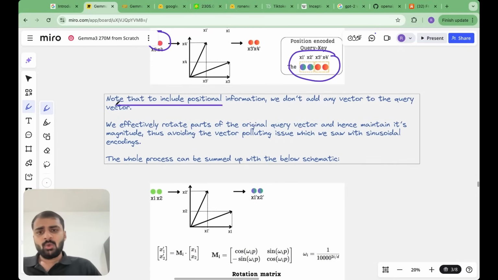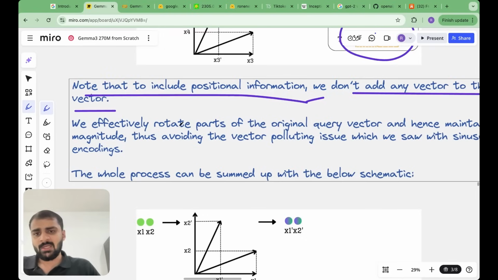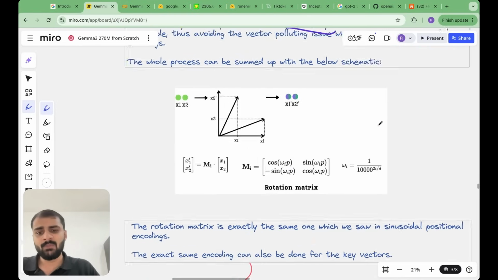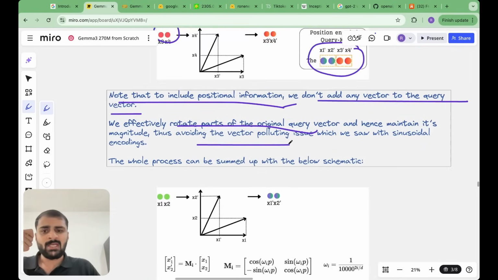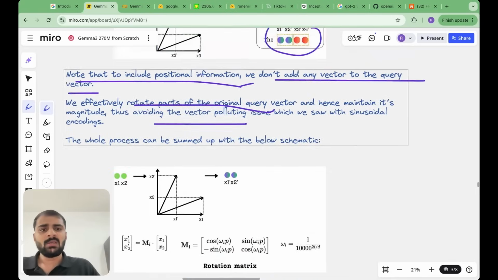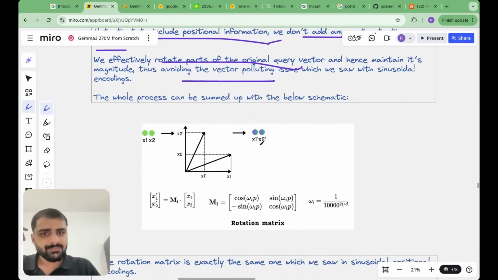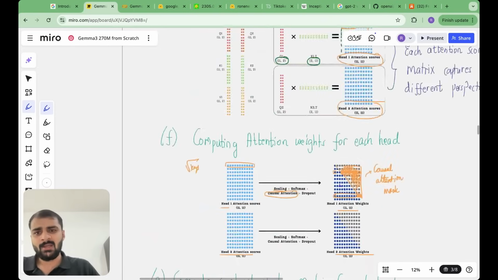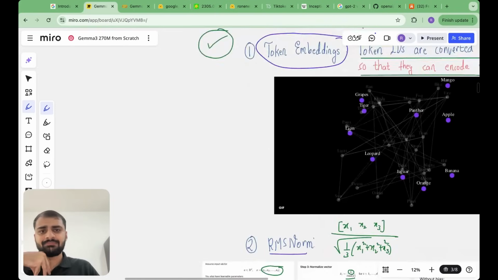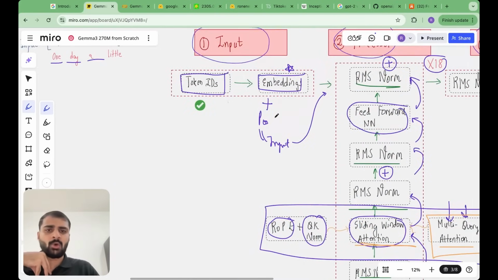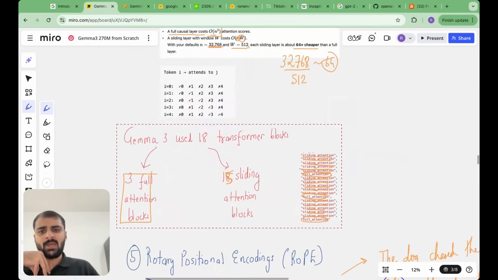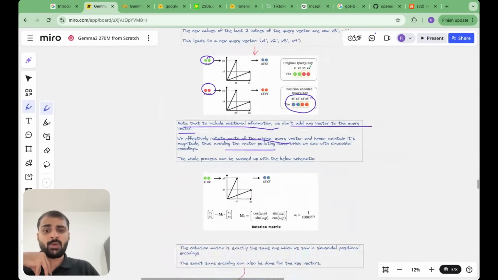So note that to include positional information, we don't add any vector to the query vector or the key vector. We just rotate parts of the original query vector, and hence we maintain its magnitude. And we avoid the vector polluting issue which was seen with sinusoidal encodings. And when I say sinusoidal encodings, that was essentially the point where you were just adding the encodings to the token embeddings. Here we are avoiding that. We are just taking the query vectors and the key vectors and we are rotating those.